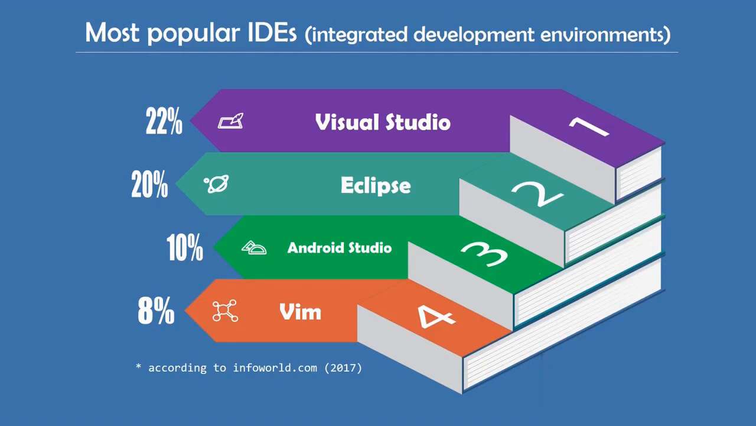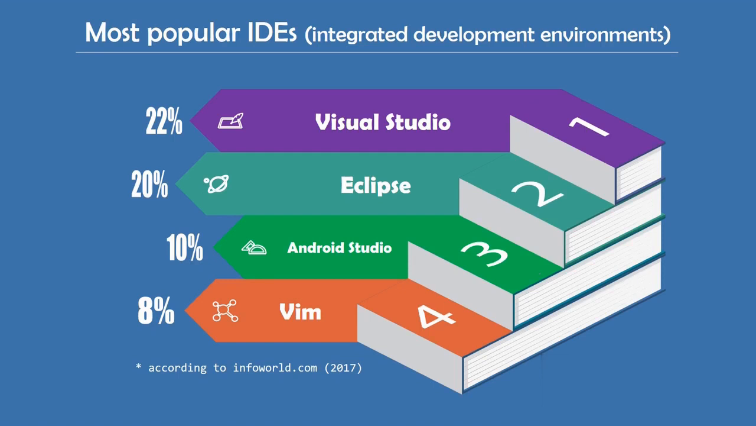An IDE normally consists of a source code editor, builder, and a debugger, and it provides basically everything you need for software development. As you can see, the most popular ones are Visual Studio, Eclipse, Android Studio, and Vim.